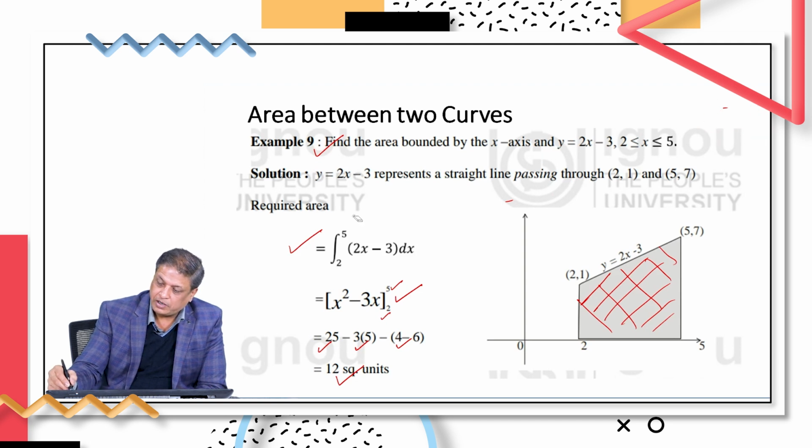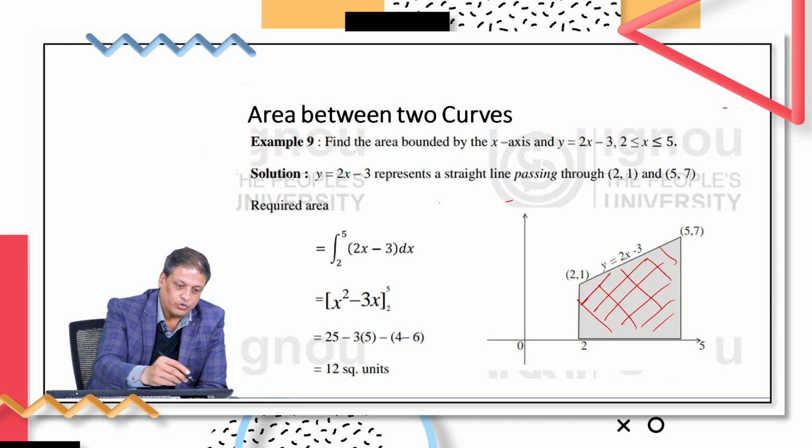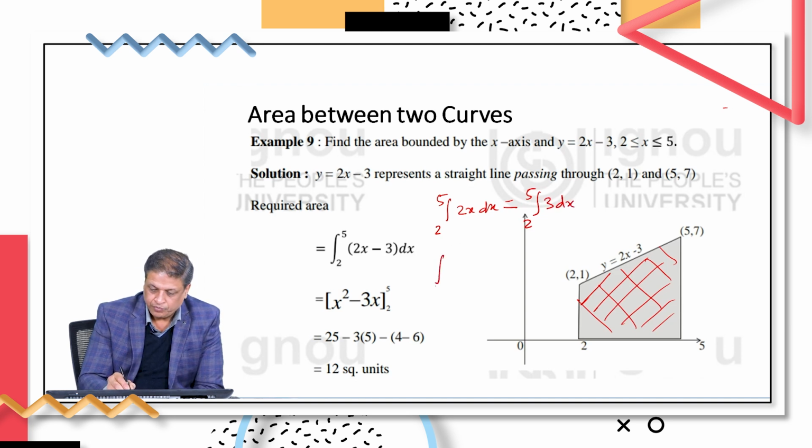Provided you practice our earlier exercises and whatever content is given in our self-learning material, you will be able to solve it in a very simple manner. So this is the integral from 2 to 5 of 2x dx minus the integral from 2 to 5 of 3 dx. The integral of 2x is 2 into x to the power n plus 1 upon n plus 1, evaluated in the interval 2 to 5, minus 3 into x evaluated in the interval 2 to 5.